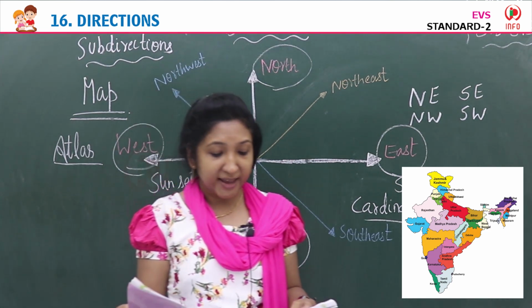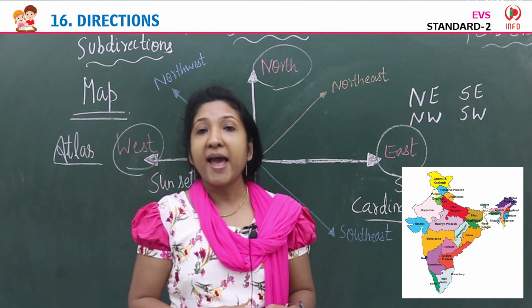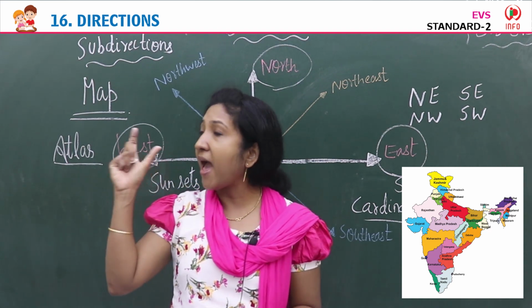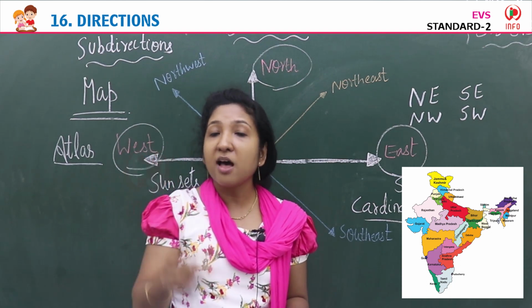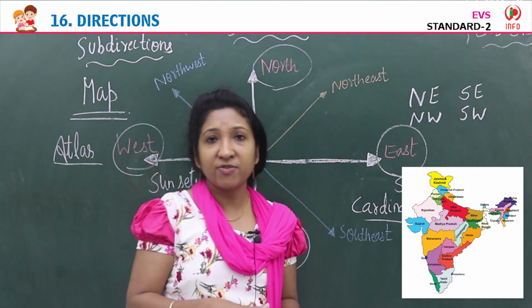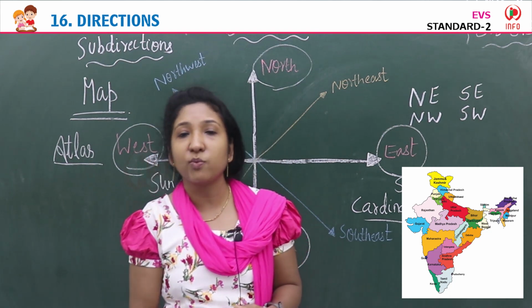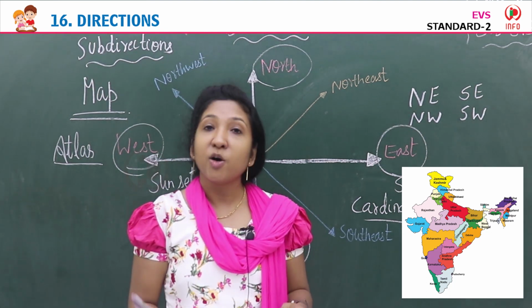Then read the lessons properly and if possible take a map and you yourself hang it on a wall and you check where is now north, south, east and west and which are the states, which places are there in north, south, east, west. Just check it out. Okay, so read the lesson well. Okay children.